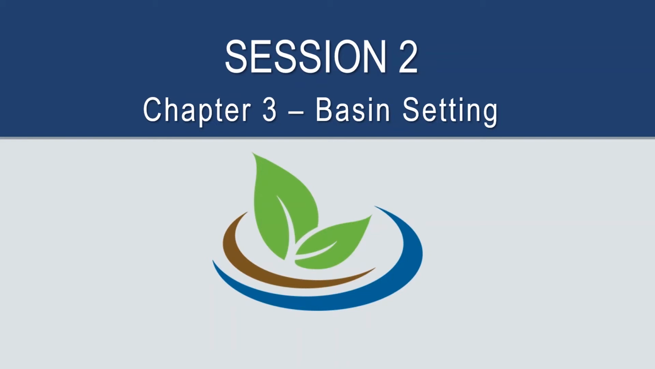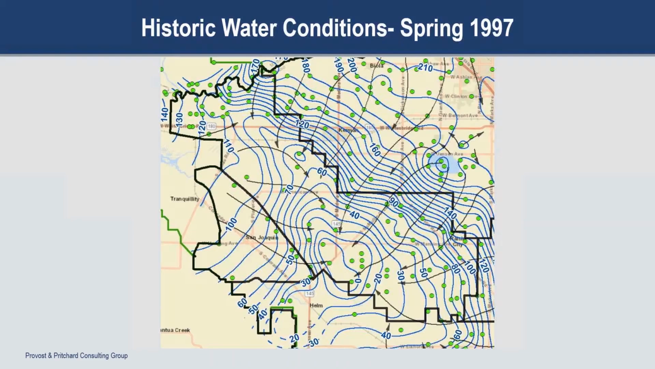Because where possible, we use what's already being done. So we don't want to reinvent the wheel. So if there's an entity already monitoring water level, we're going to utilize their data. And then the third main category within basin setting is the water budget. So the majority of this presentation will be on the water budget. I do have a couple graphs to show you of water level.